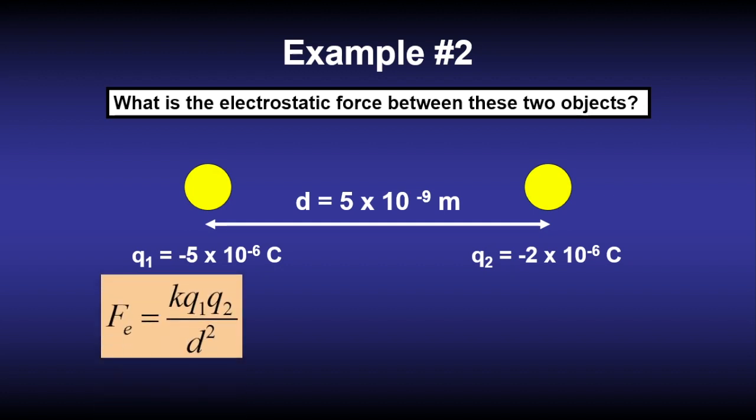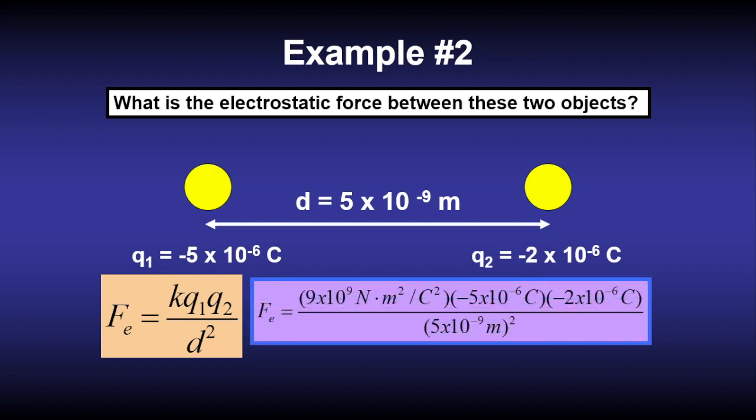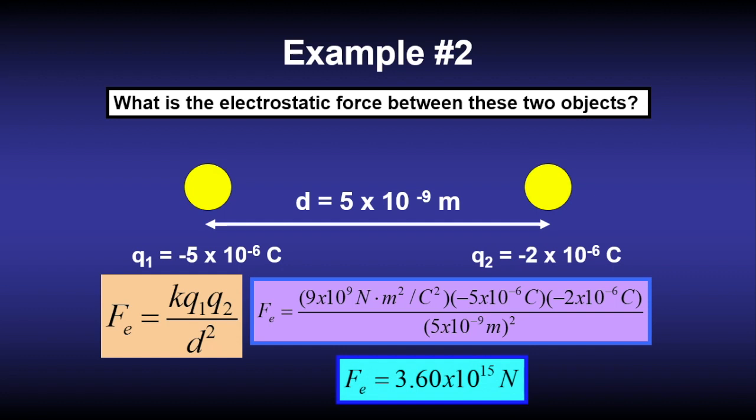I write down my equation, and then, just like I said before, it's just a matter of plugging in our variables. We identified q1, we identified q2, and we identified the distance. So we plug all that into our equation, go ahead and multiply everything through, and then divide by the distance squared. We find out that the force between these two objects should be about 3.6 times 10 to the 15th newtons. Notice how this force is so much bigger than our last force, but one of the main reasons is that the distance is so much closer.